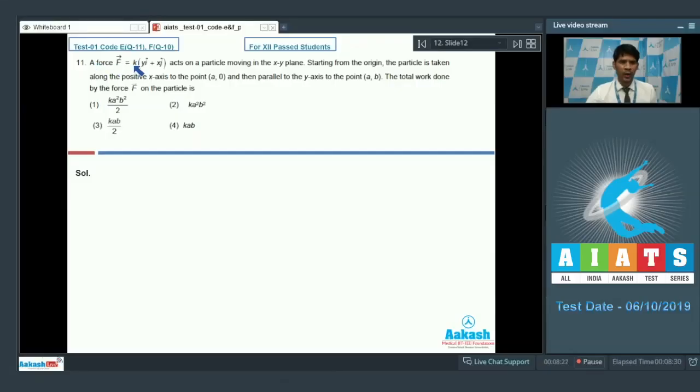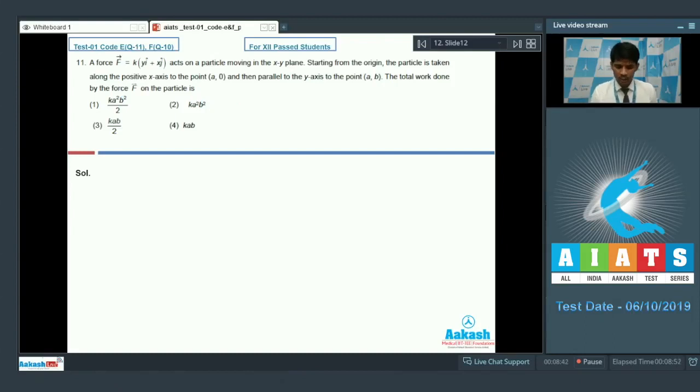A force F is equal to K(yi + xj) acts on a particle moving in the xy plane. Starting from the origin, the particle is taken along the positive x direction to a point A0 and then parallel to the y axis to a point AB. The total work done by the force on the particle is.